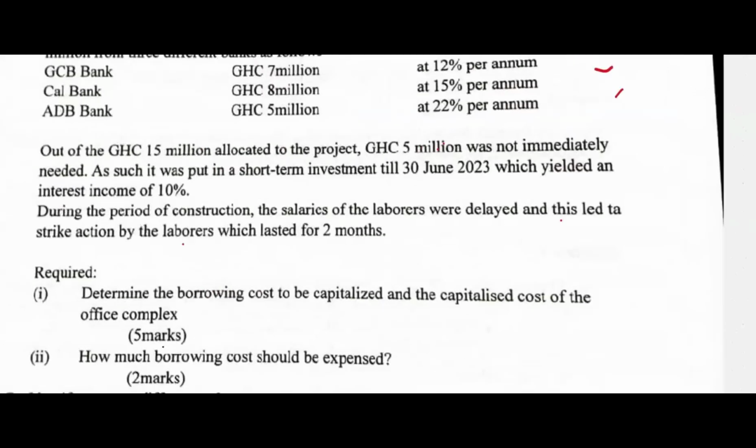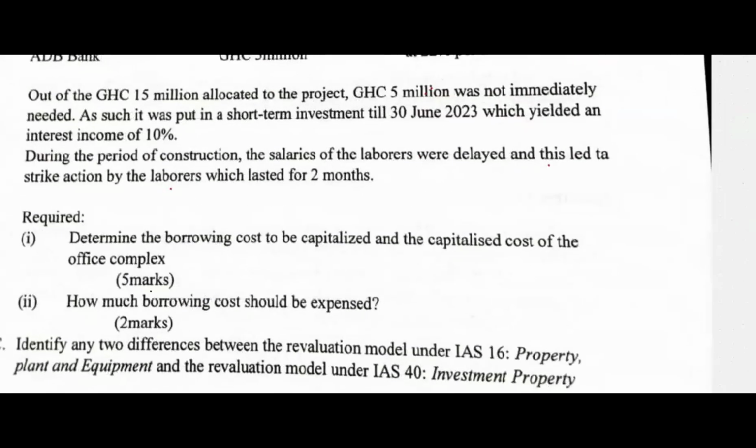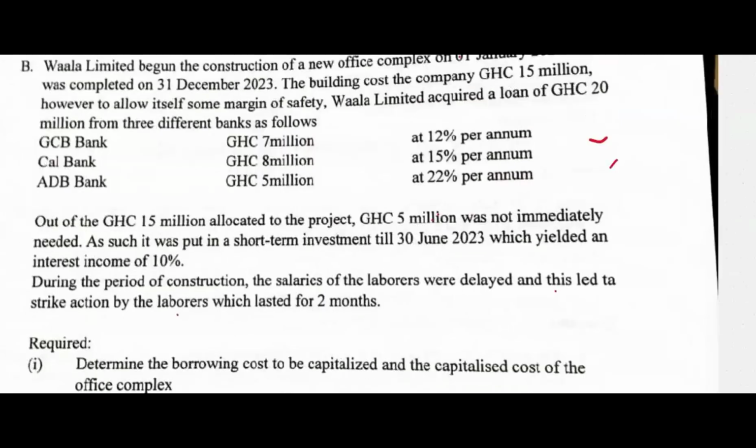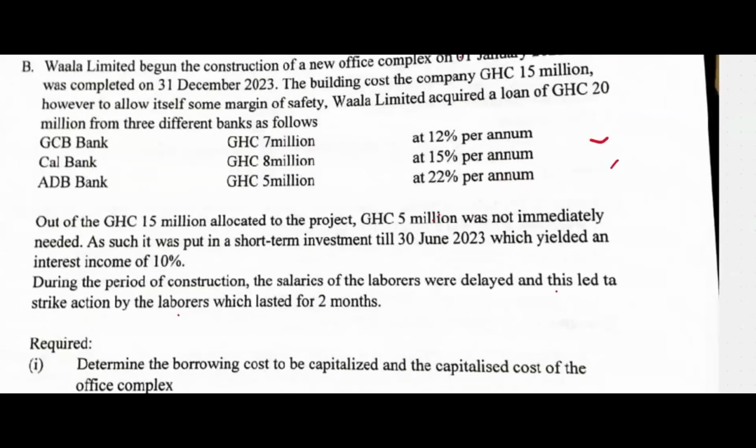It says II. How much borrowing cost should be expensed? It's simple, just like what we did initially. You find the interest on this. Let me do it right here so I see it. So what is the interest? 12% on 7 million. How much do we have? Don't add a million, just make it 12% on 7. Remember this is 12 over 12 per annum. So how much will it be?